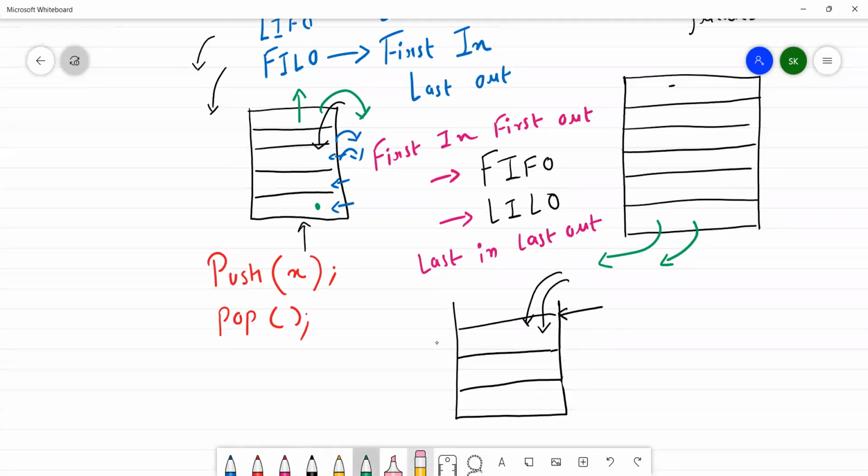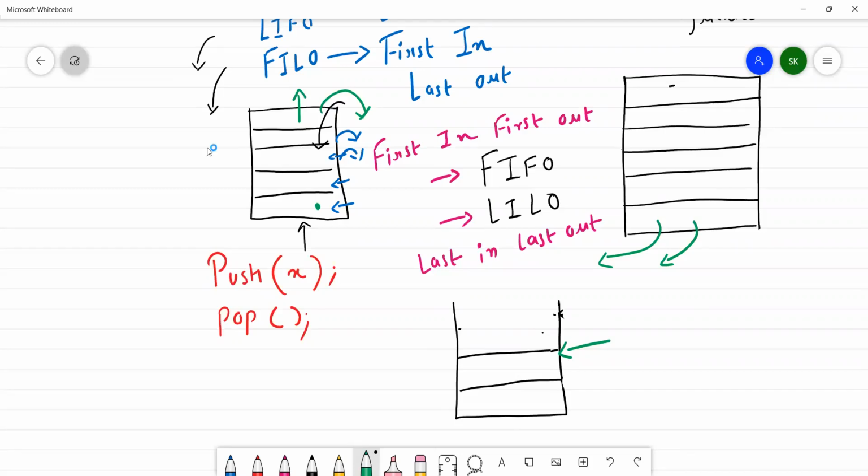Now let's suppose I want to remove the item from the top. I removed it. Once I removed it, is there any need of your pointer to be here? No. It should be moved on to your previous element. So overall, no matter what you are doing, whether you are inserting an element or removing an element, only one pointer is needed.